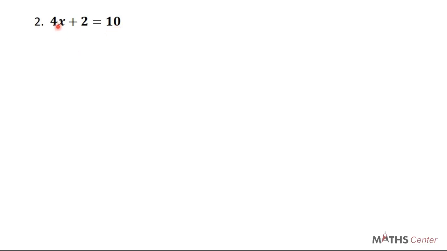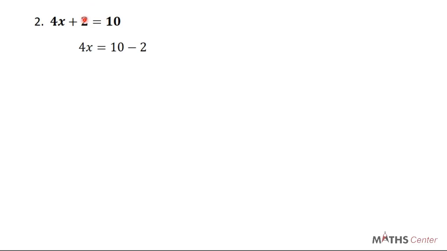Now because 4x here is the only term with x attached to it, it will be on one side. Then 2 and 10 will also be on the other side. 4x is already on the left hand side, so I will leave it there. So I'm going to leave 4x here. Then I will take 2 from this side and bring it to this side. So you see that 2 will cross the equal to sign.